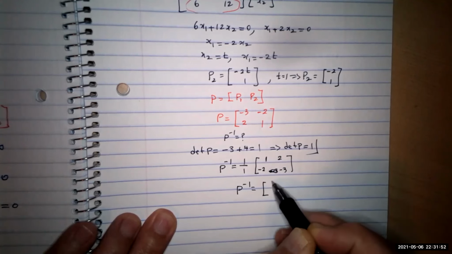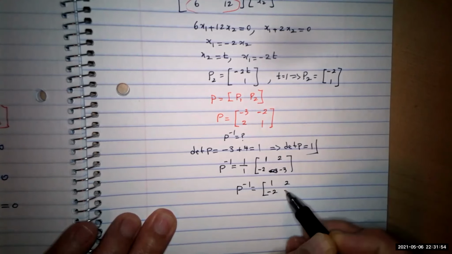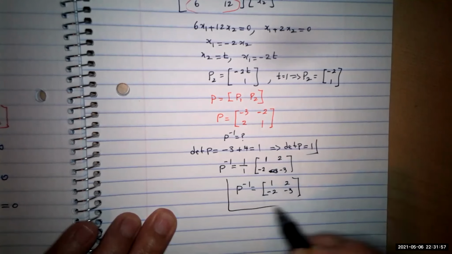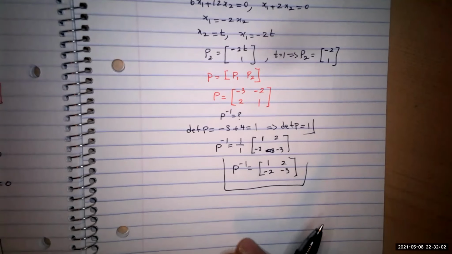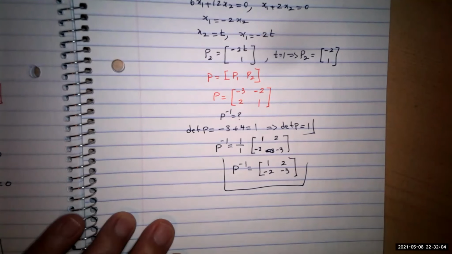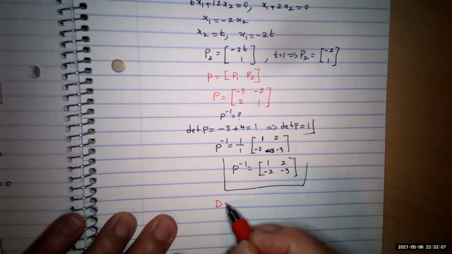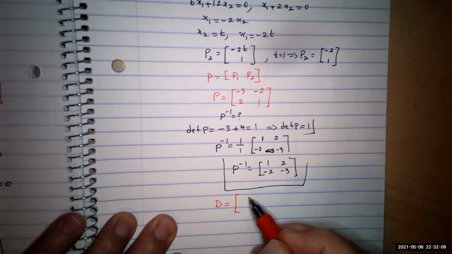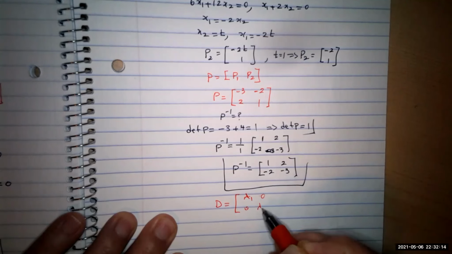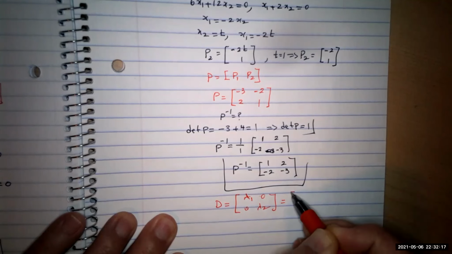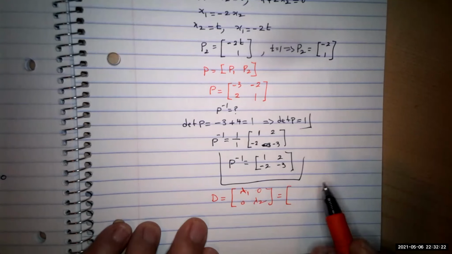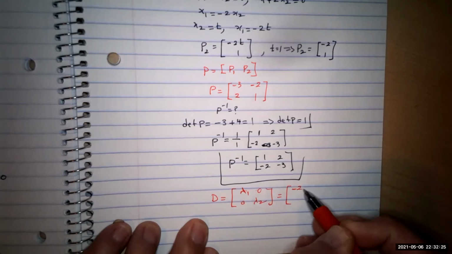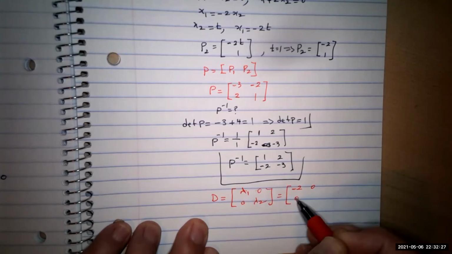So the P inverse is 1, 2, negative 2, and negative 3. Okay, let's go on. That is going to be the P inverse, and the matrix D, we know that the matrix D is going to be a matrix whose diagonal entries are lambda 1, 0, 0, lambda 2. So your matrix D, lambda 1 and lambda 2, is going to be negative 2, 0, 0, and 1.